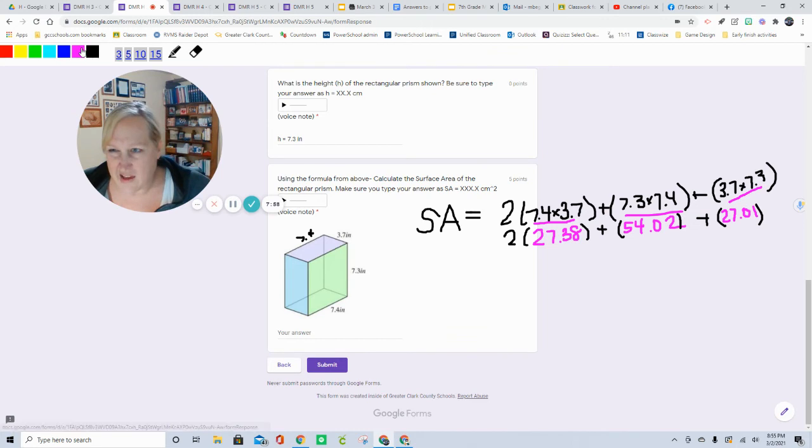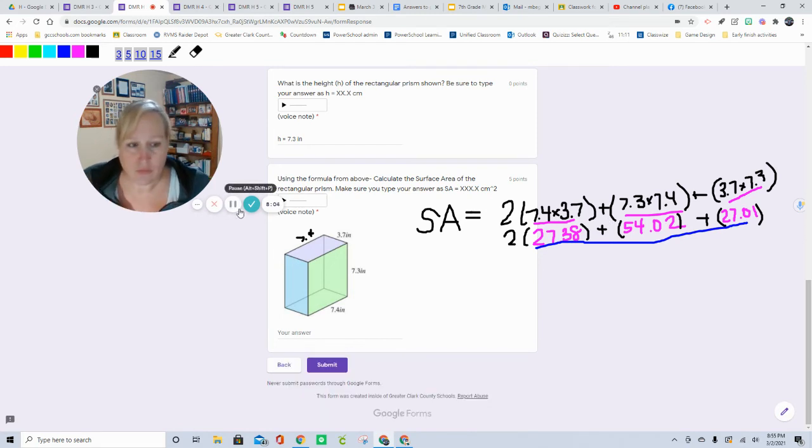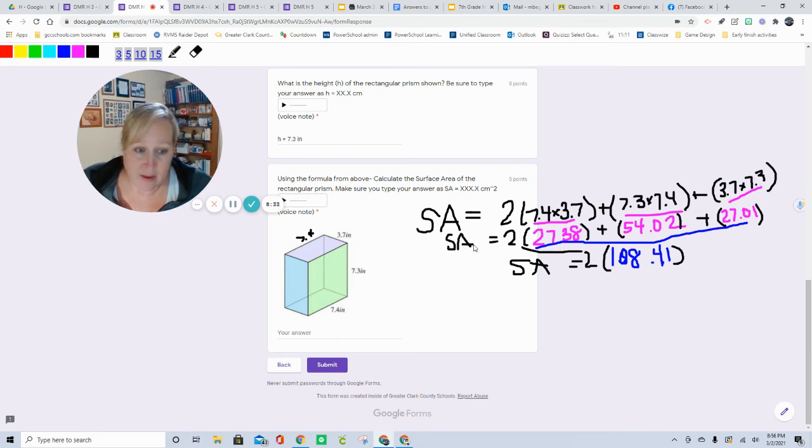So I am going to change to blue. I'm going to add all of these together. When I add all of those together, I get 108.41. Now, what do I still need to bring down? Look, I need to bring down the 2. So, 2. And what does all this equal? All this together is all 6 sides, which is the surface area, the total outside area. Okay, so 2 times 108.41 is 216.82.